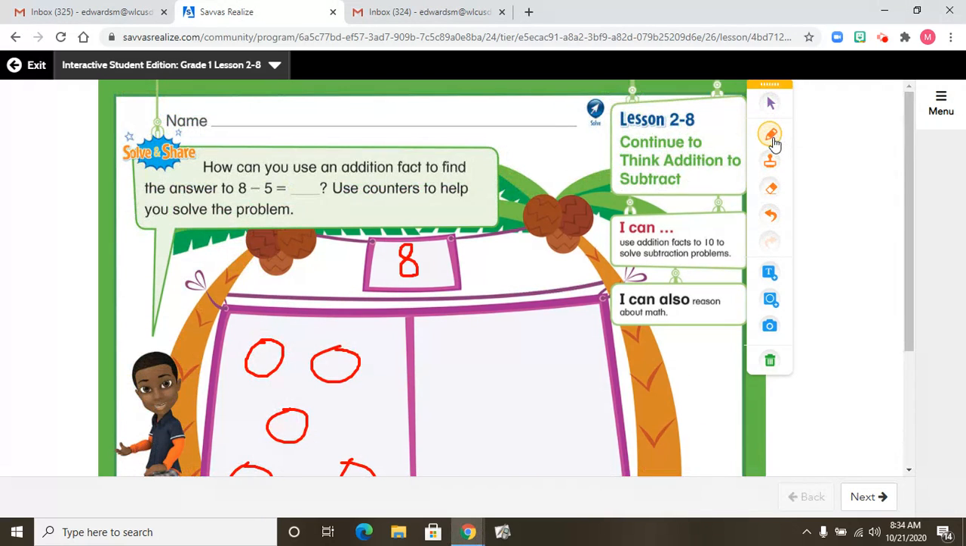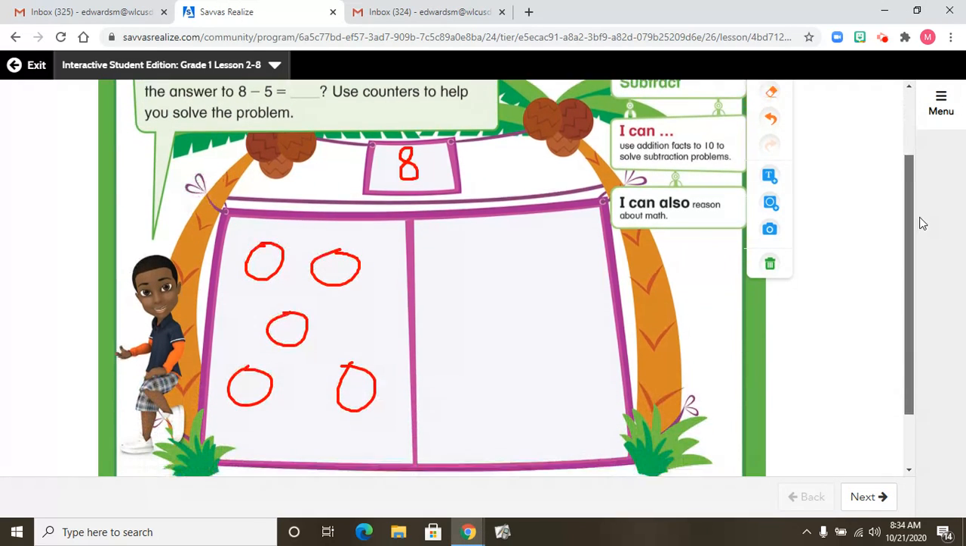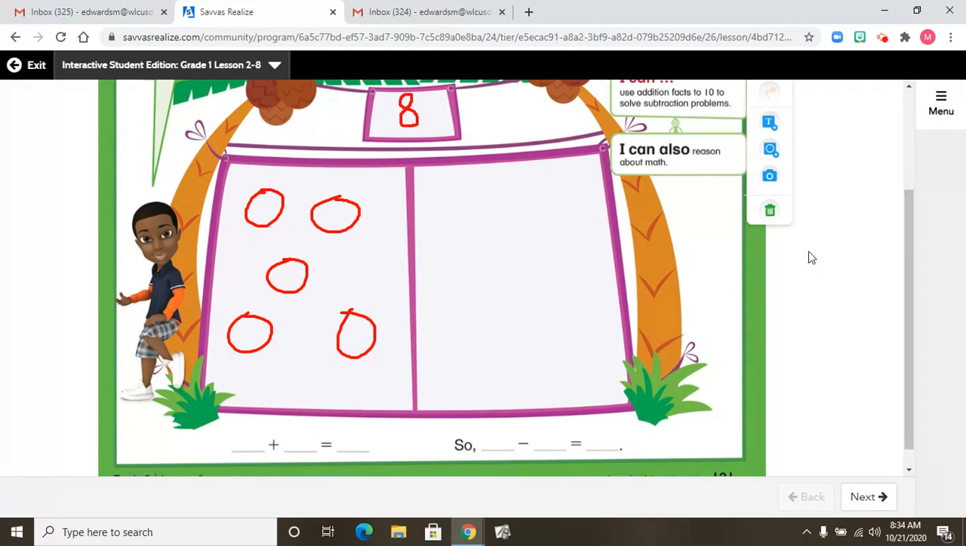Okay, our job is we need to figure out what the next part is on this side. So 5 plus something equals 8, and 8 minus 5 equals something. So we know the subtraction equation already because they gave it to us at the top. So let's just fill this in. 8 minus 5 equals blank.